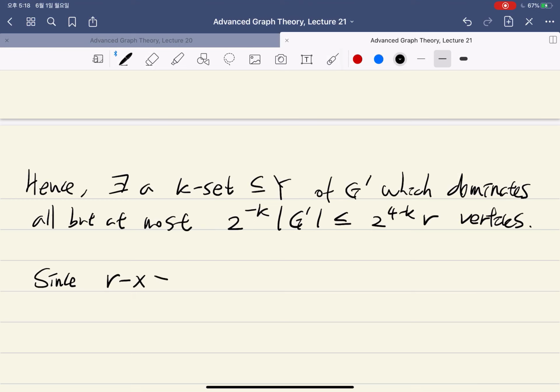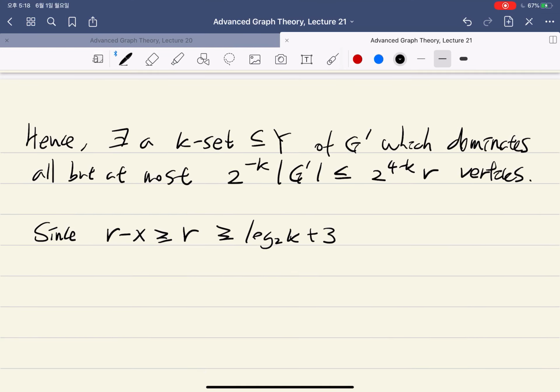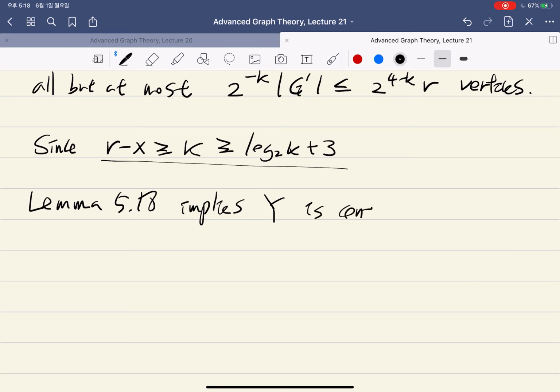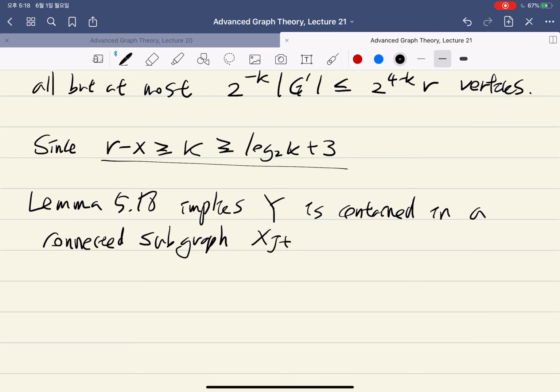Also, since r minus x is bigger than k, and we can actually check this, Lemma 5.18 implies this Y is contained in a connected subgraph x_{j+1} in G prime of size at most k plus 2 log k plus 1.